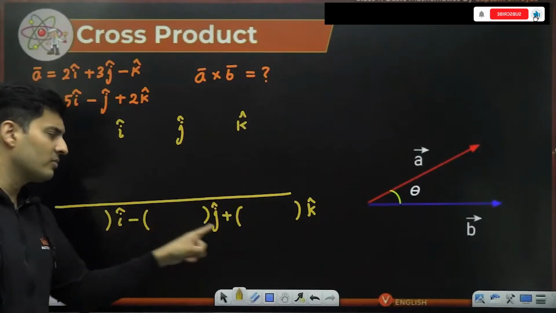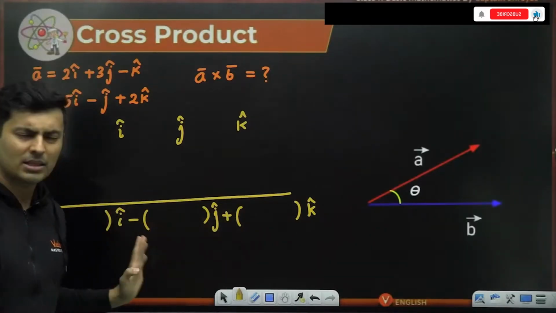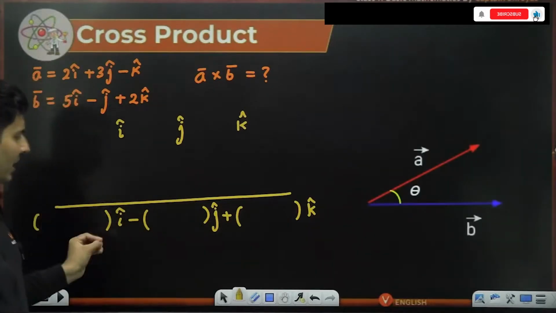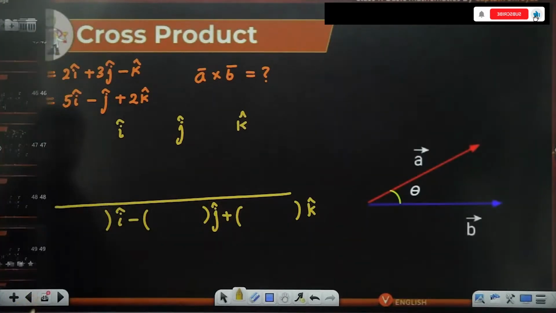Why, sir, only minus with j? Why plus with k? Don't ask such questions. That is how you solve determinants. When you learn determinants, you will understand it. But for now, just put it like this.